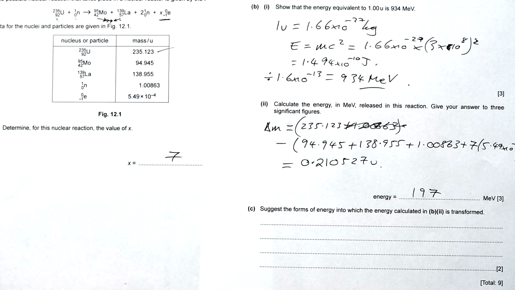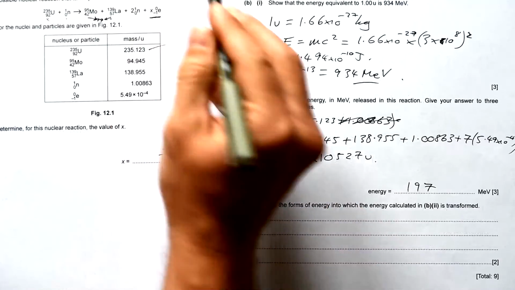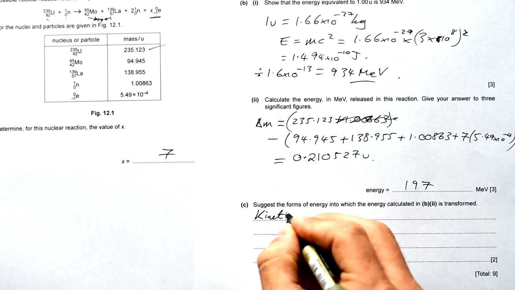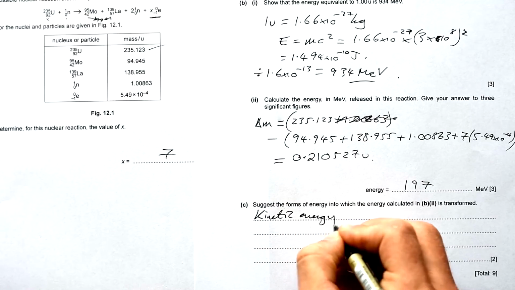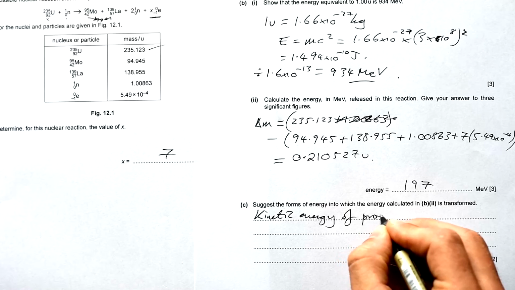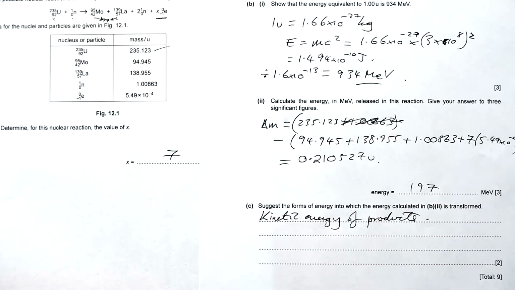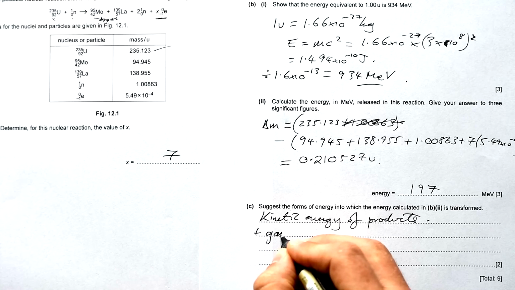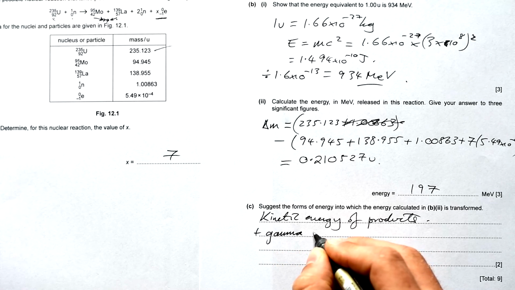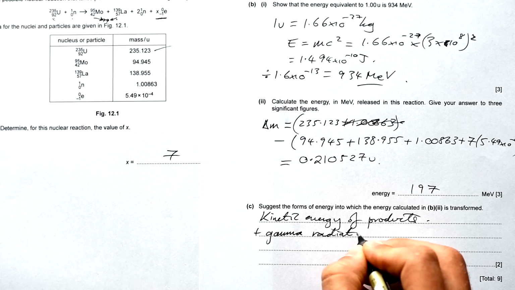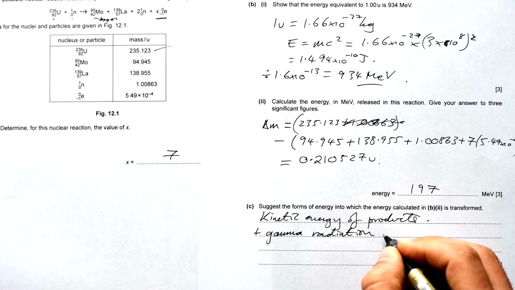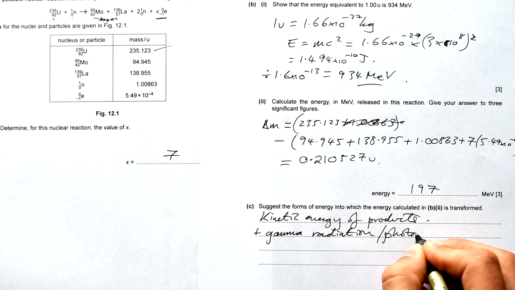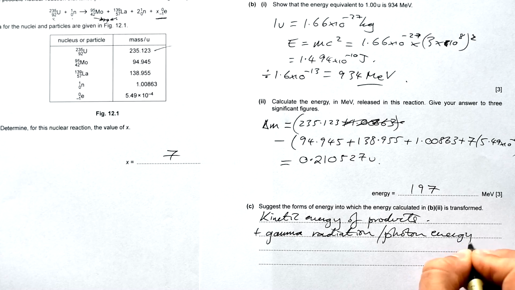Suggest the forms of energy into which the energy calculated in B2 is transformed. Obvious one, the things that come flying out have lots of kinetic energy. Kinetic energy of products. But also we know that we have radiation being produced as well. And so it's usually from nuclear reactions, gamma radiation. We can say photon energy. That's it.